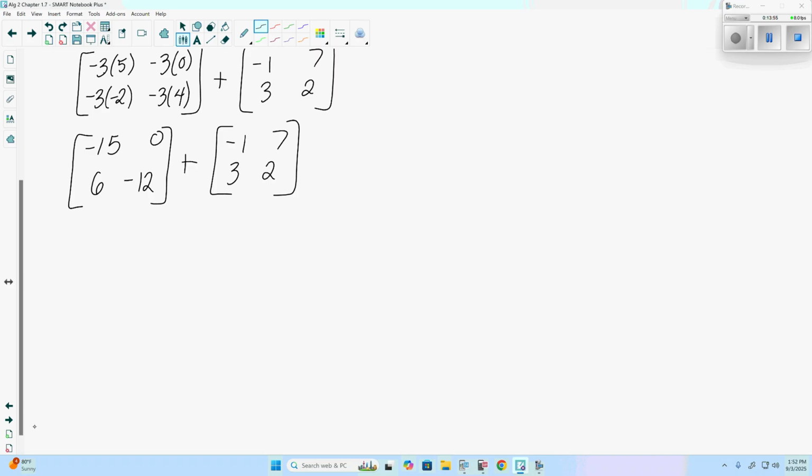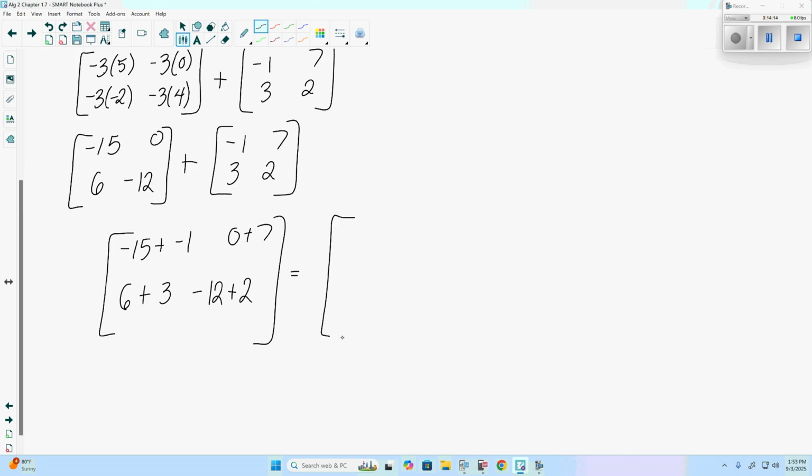Now we need to add the two. So we'd have negative 15 plus negative 1. 0 plus 7. 6 plus 3. And negative 12 plus 2. Negative 15 plus negative 1 is negative 16. 0 plus 7 is 7. 6 plus 3 is 9. Negative 12 plus 2 is negative 10.